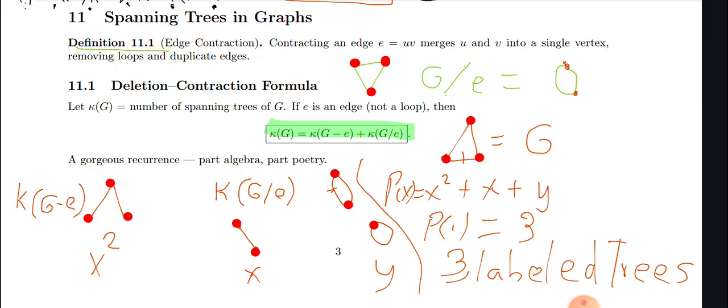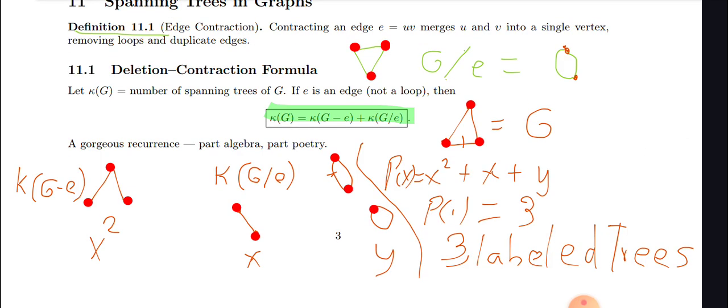It really is. If we say tau of G is the number of spanning trees of a graph G, the formula is tau of G equals tau of G minus e plus tau of G divided by e, which is the contraction. It's almost poetic. It breaks this massive counting problem down into 2 simpler, mutually exclusive parts, all based on the status of one single edge, e.